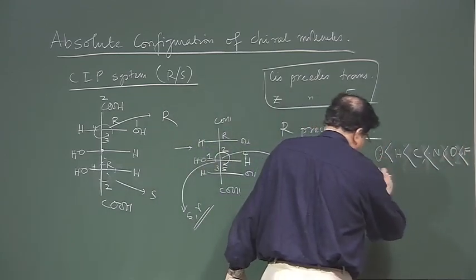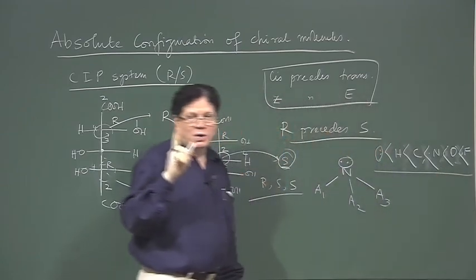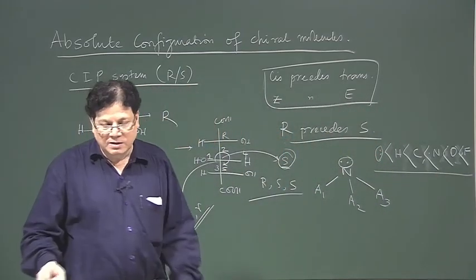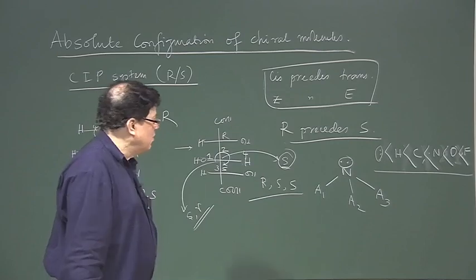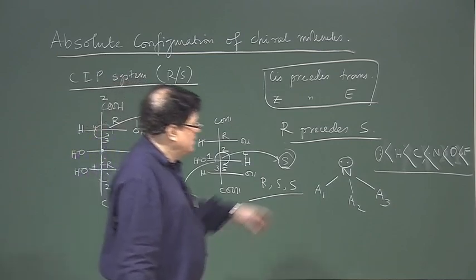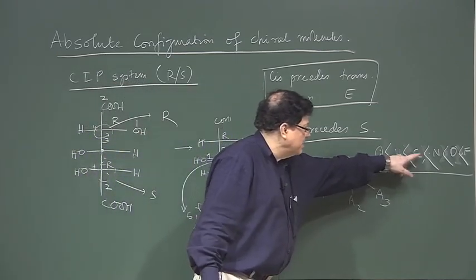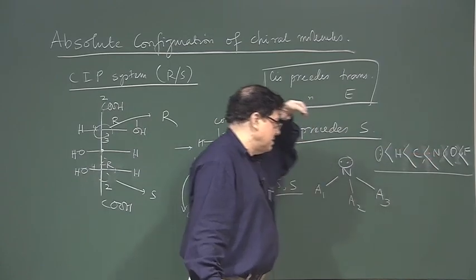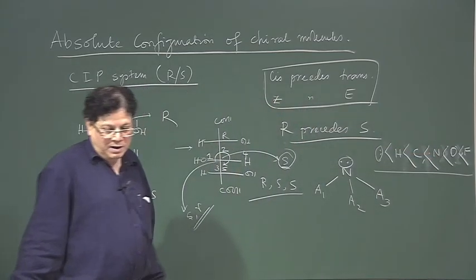So, always if there is a lone pair, you have to take into account the lone pair as the 4th group, and that is the group of least priority, because it has no atomic number. Okay. So, lone pair is less than H, less than carbon, less than nitrogen, less than oxygen, less than fluorine. Okay. Thank you.